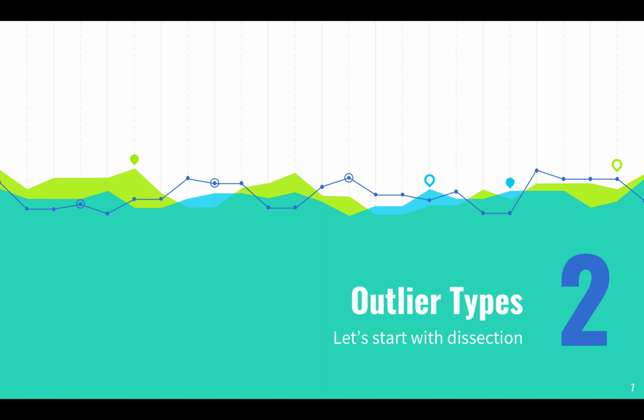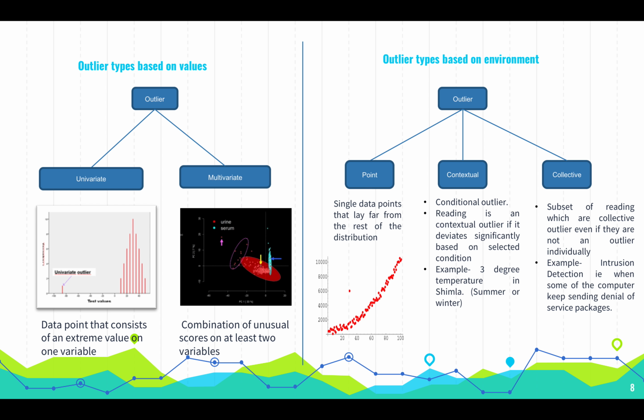Okay, outlier types. Till now we read about how outliers can be helpful or need to be taken care of. Now we need to see how we can classify these outliers. Outliers can be classified based on values and environment. Based on values, an outlier can be broken into two types: univariate and multivariate.